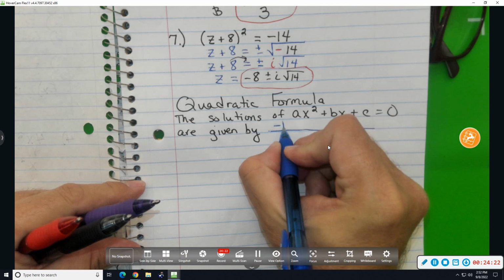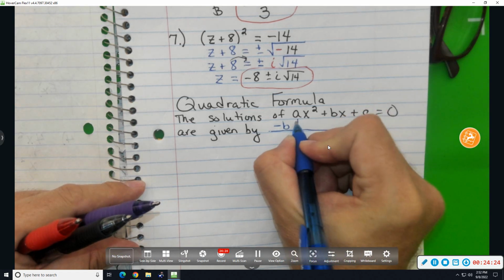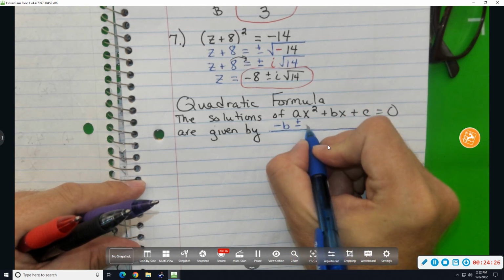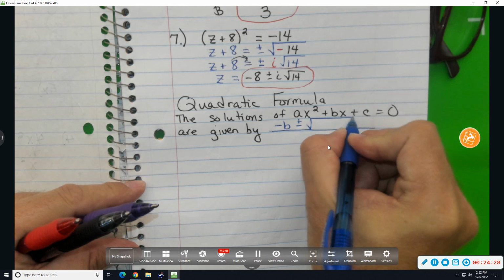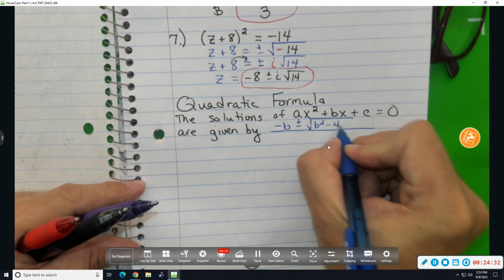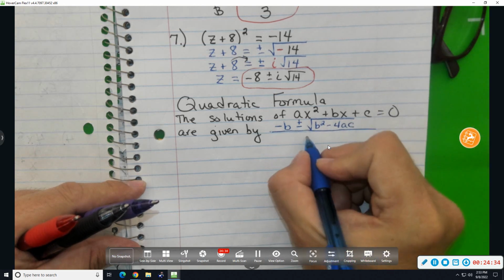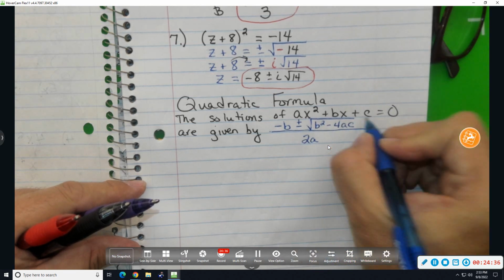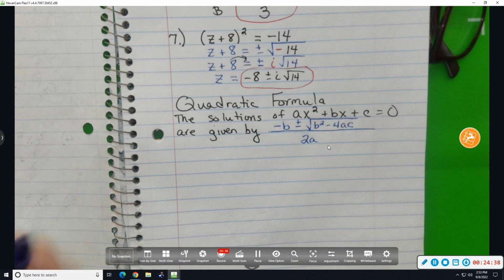Negative b plus or minus the square root of b squared minus 4ac, all over 2a. Negative b plus or minus the square root of b squared minus 4ac, all over 2a.